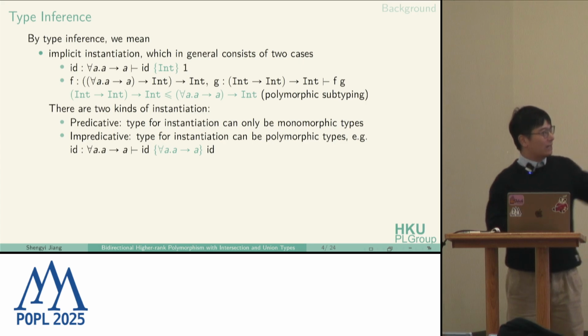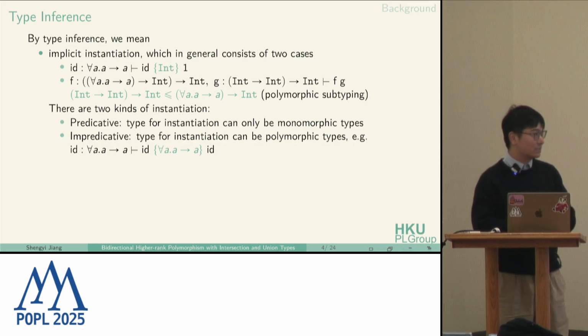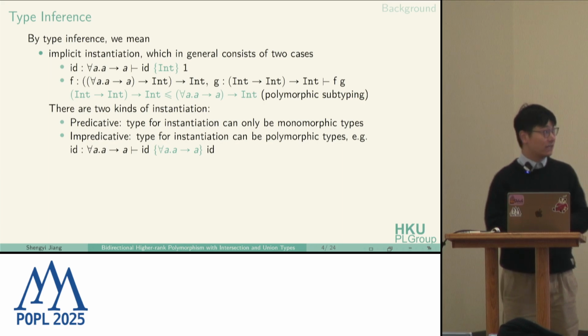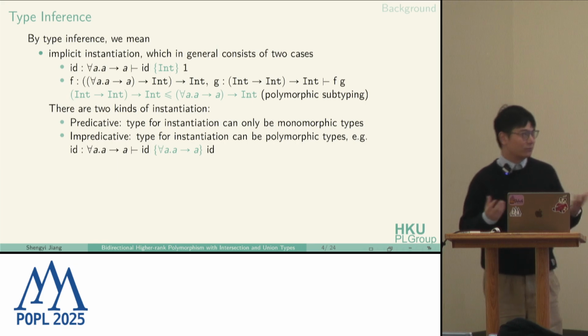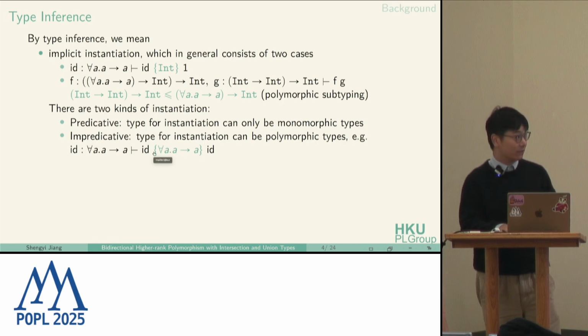We have this quite widely used dichotomy. The first is predicative instantiation, where the instantiation itself only consists of monomorphic types. The second is impredicative, which allows arbitrary types, where the instantiations themselves can be polymorphic. For example, in this case, we instantiate this A with this for all A to A, so the ID function can be applied to itself.